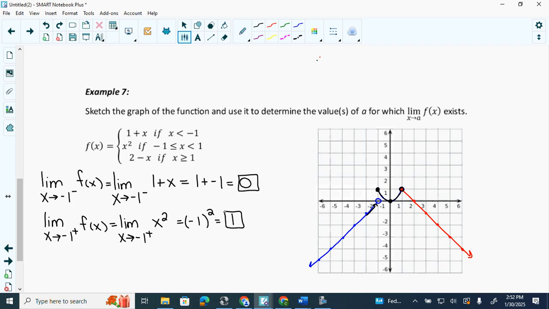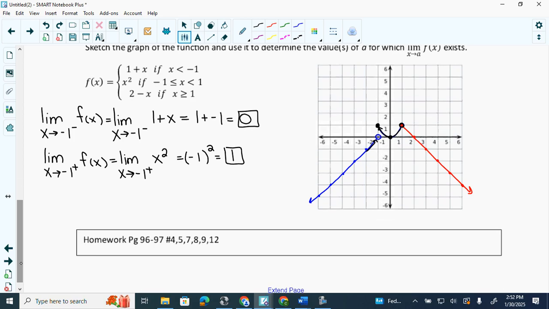Now as I approach -1 from the right, it went to 1. So it's the same thing, right? The graph shows it's actually at 1. Now, because those are different, I say therefore the limit as x approaches negative 1 of f of x does not exist. Because they're different. There's a right limit, there's a left-sided limit, but there's not a limit.